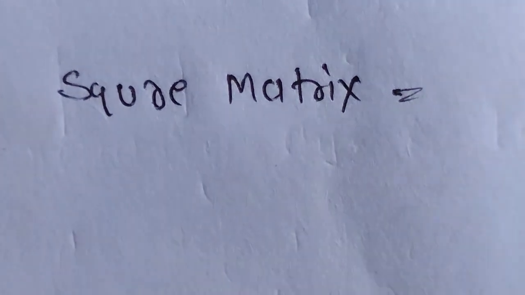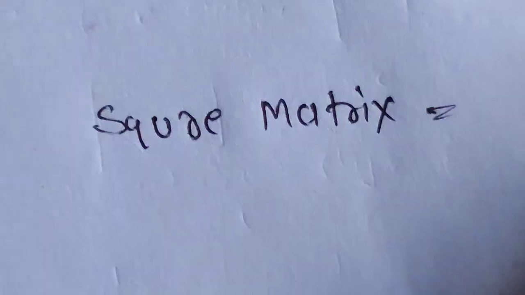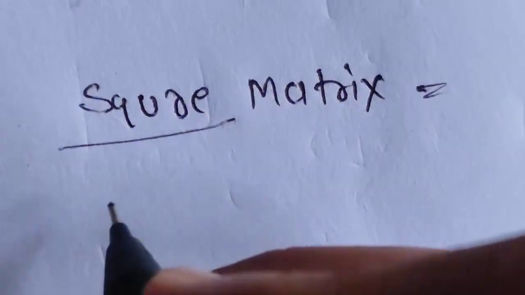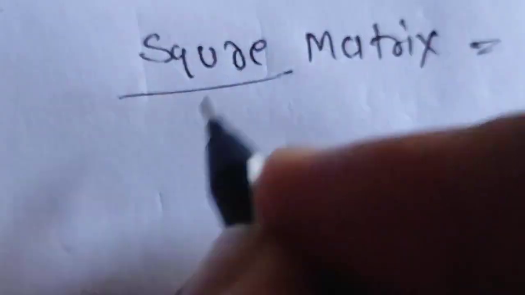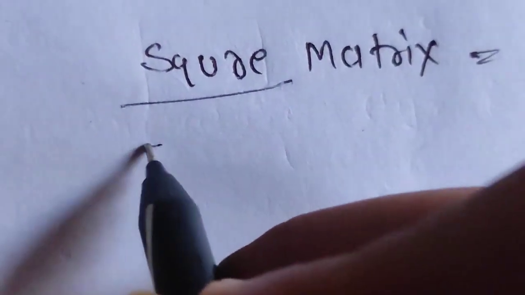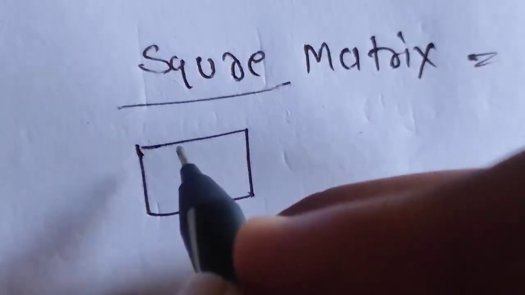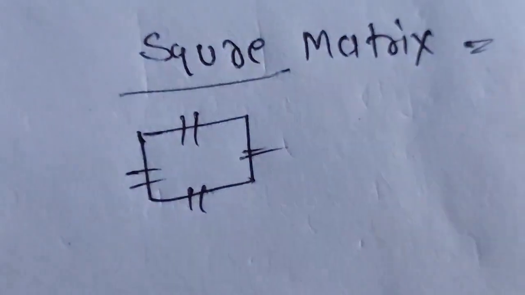Let's talk about square matrices. Whenever we talk about a square matrix, let's first deal with what this is. First of all, the term is "square." Anything is said to be square if all its parts are equal. For example, if this is a square, the value is the same on all sides.